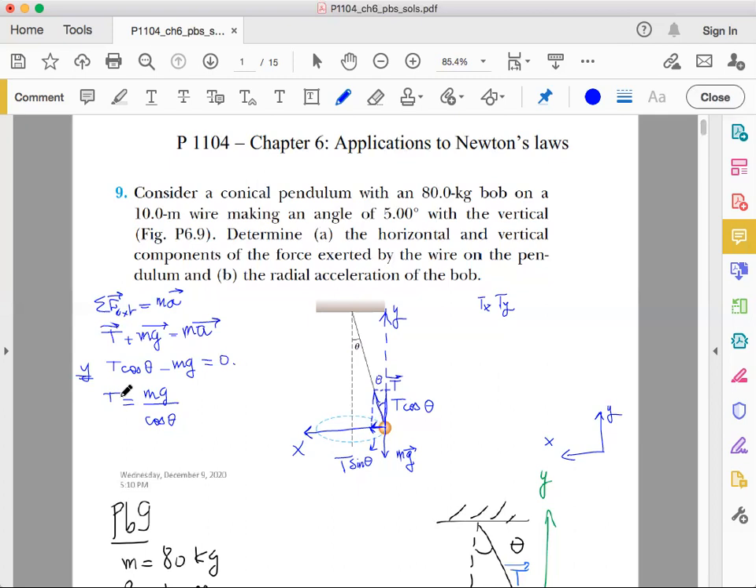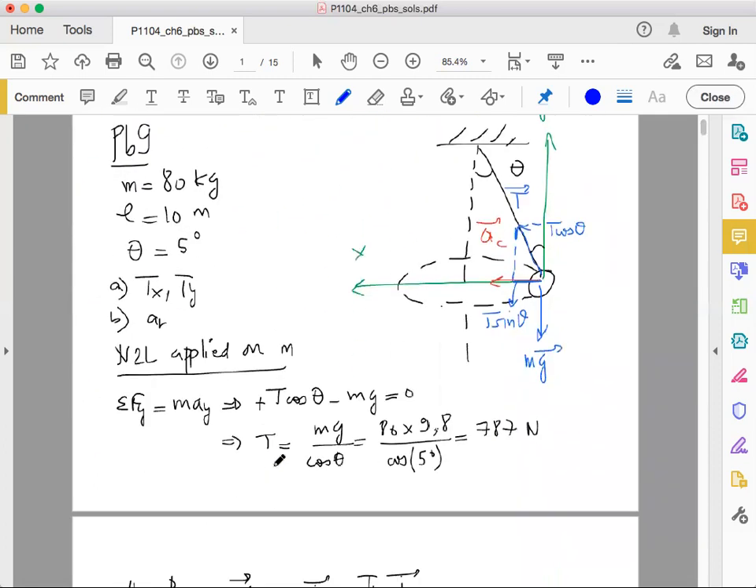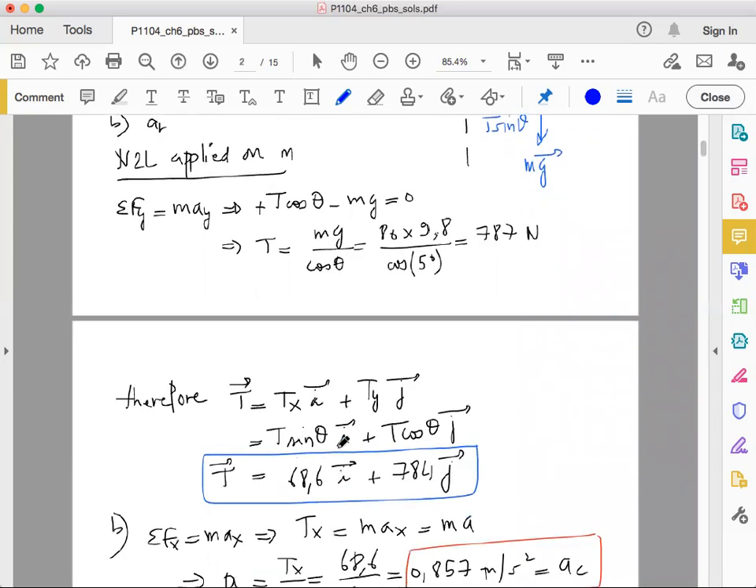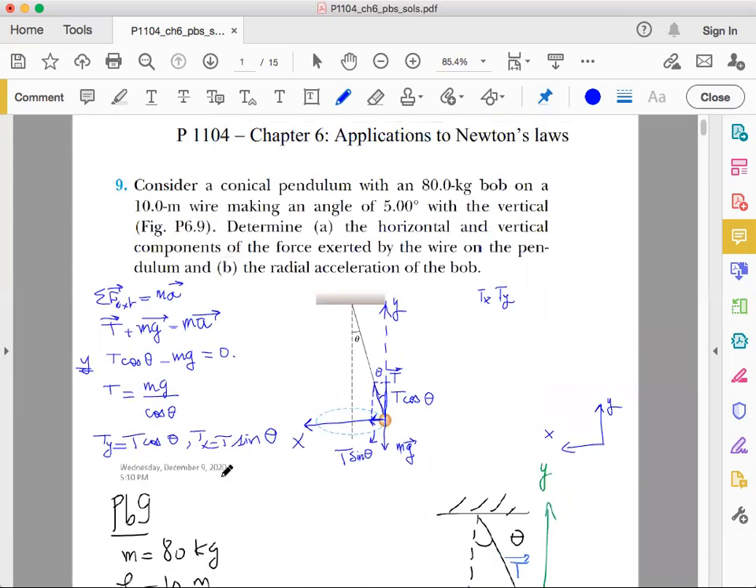Once we get the value of the tension, this is T, then we can immediately deduce that Ty would be equal to T times cosine theta, and Tx will be equal to T times sine theta. And this way we are done. So just have a look at the results. We end up with T equals 787 Newton. And just by applying sine and cosine for the x and the y components respectively, we end up with these components of the tension. So that's it for the first part.